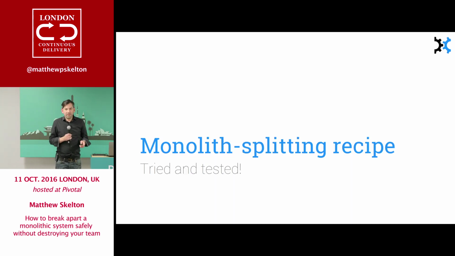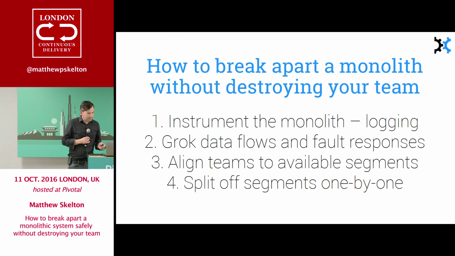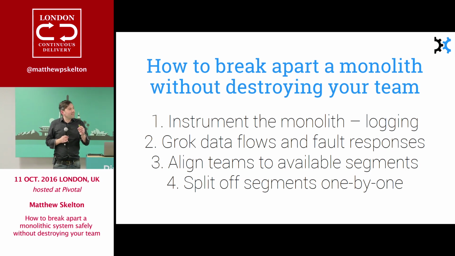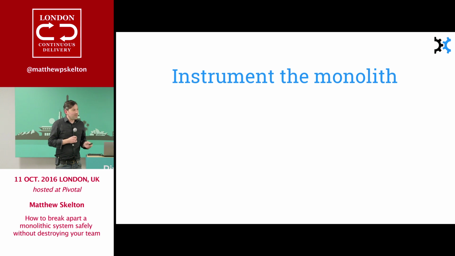All right, so here's the recipe for splitting a monolith. It goes like this. First of all, we're going to instrument it using logging and metrics. Then we're going to try and understand the data flows and fault responses. Then we align teams to these segments. And finally, we start to split these segments off. I'll go through this. I realized that there's something missing from these slides, but I'll come to that in a second. So first of all, we're going to instrument the monolith.